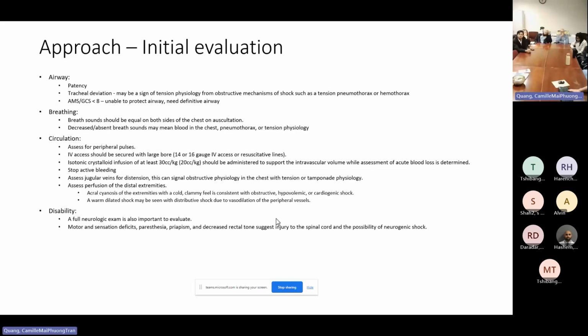Then disability. So this is where we're going to do a full neurologic exam. We're going to do motor and sensation. It really isn't relevant to our ACS patient unless they fell on the floor or had a stroke, which, unfortunately, happens more than you want. But yeah, this is more big in our trauma patients.